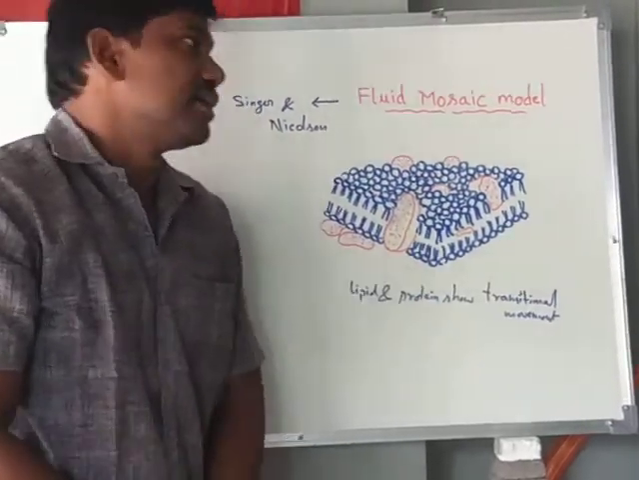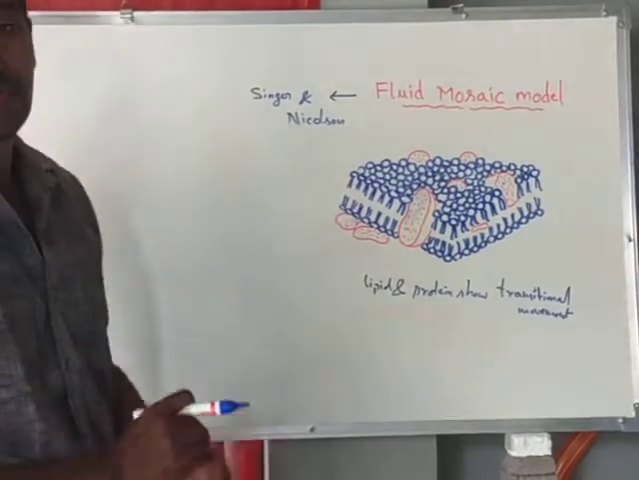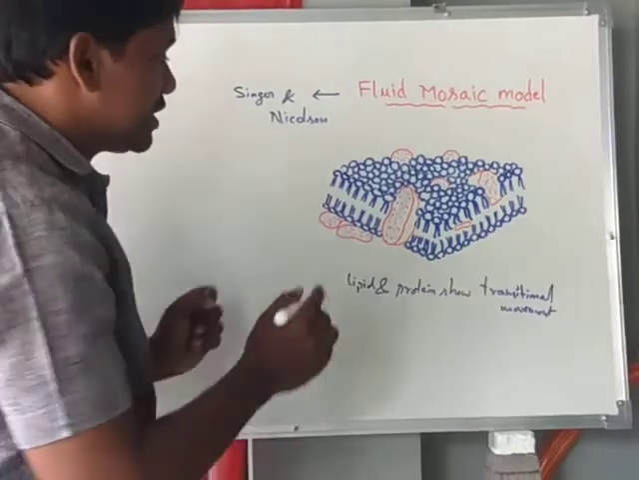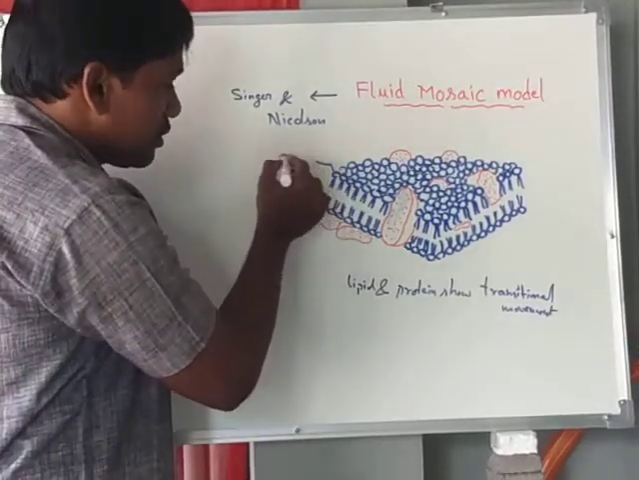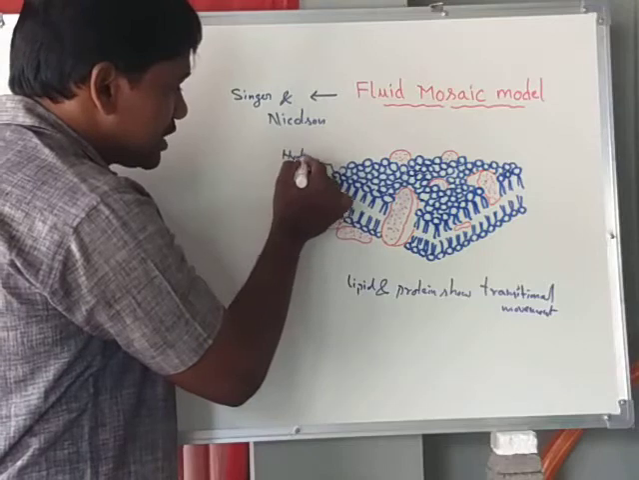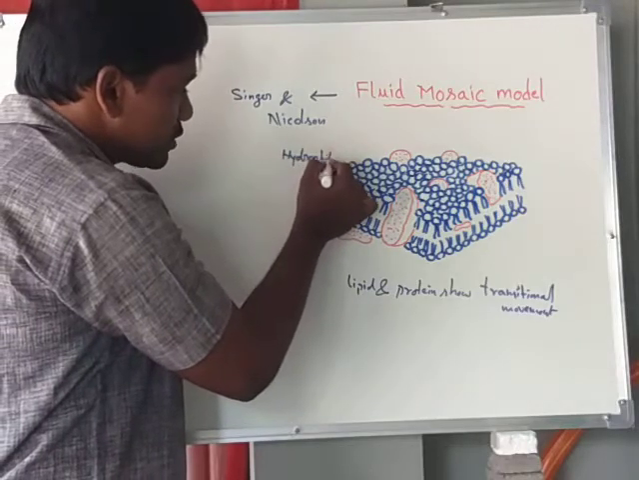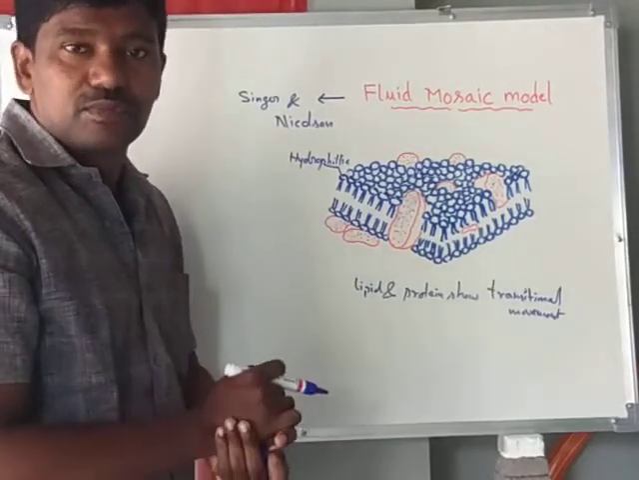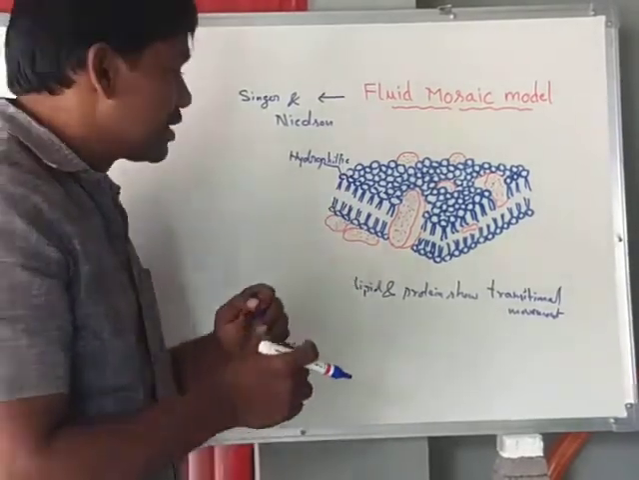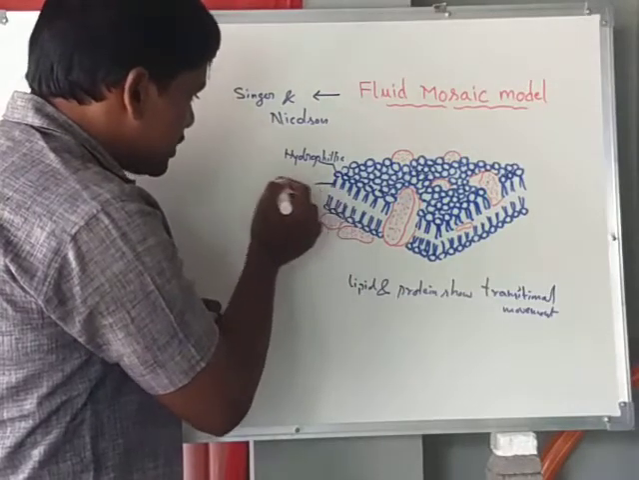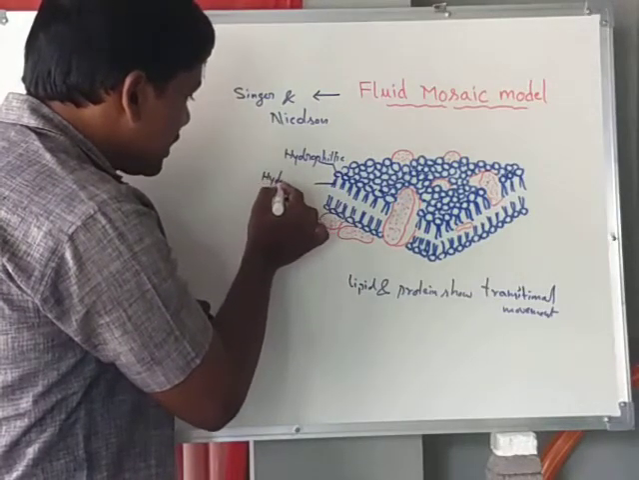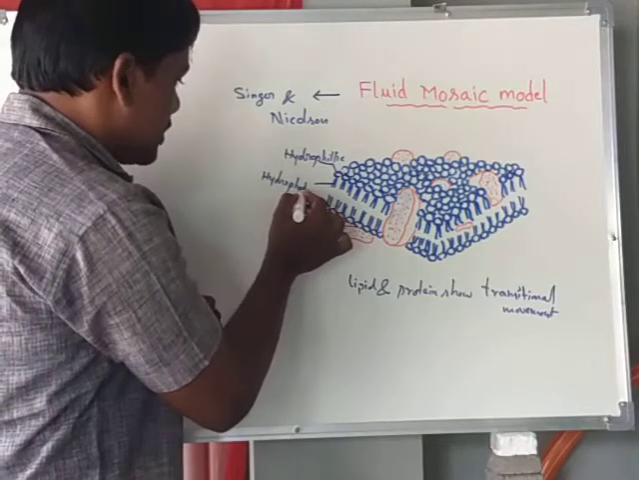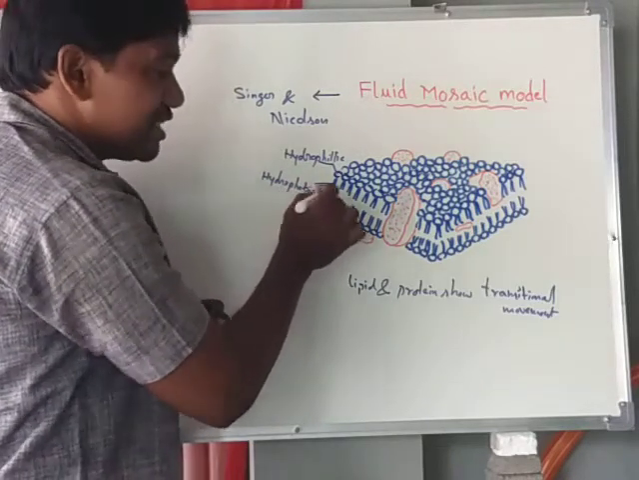Generally, the phospholipid has two parts. One is hydrophilic, which is generally present towards the periphery, and the other is the hydrophobic part, which does not dissolve in water and is present inwards.